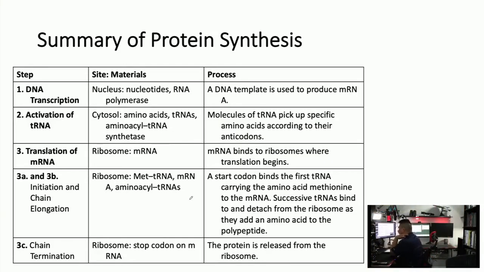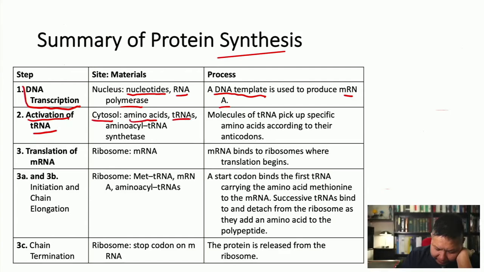So, a quick summary then of protein synthesis. I keep on saying sequencing. First, we begin with DNA transcription. That's where the DNA template is used to produce mRNA. That happens in the nucleus with nucleotides, RNA, and polymerase. Then you have the activation of tRNA. That happens in the cytosol or cytoplasm, where the amino acids and the tRNAs get bound together with the aminoacyl tRNA synthetase. Molecules of tRNA pick up specific amino acids according to their anticodons.